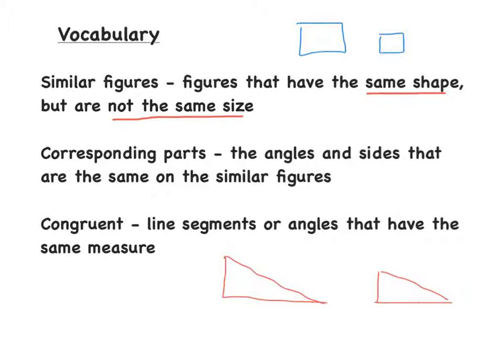So for example, these are supposed to be 2 squares. We have one square that is the same shape as the smaller square, but it's not the same size. Thus, these two would be an example of similar figures. Corresponding parts. Corresponding parts are the angles and sides that are the same on similar figures.